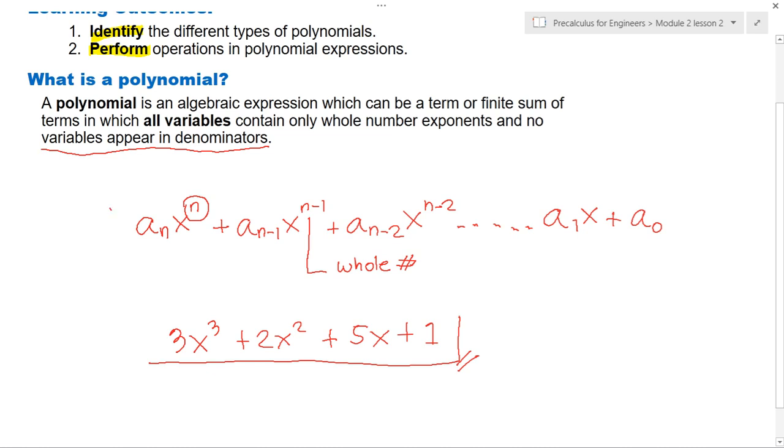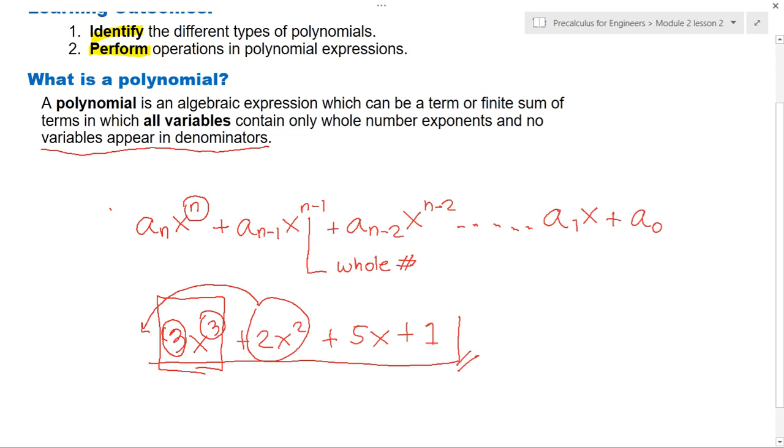Why? Because the highest exponent here is 3. And then this would be our leading coefficient. When we say leading coefficient, this is the coefficient of the term that contains the highest exponent. Since our highest exponent is 3, automatically its coefficient, 3, is the leading coefficient. Even if 2 were written first, since it is not attached to the highest degree of exponent, 2 is not considered the leading coefficient.